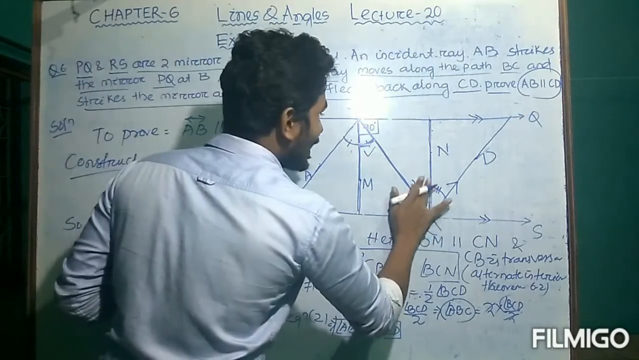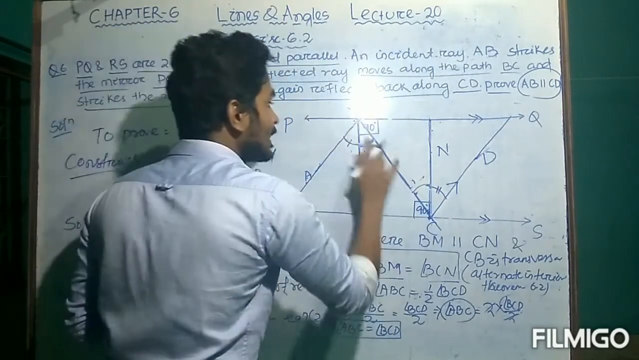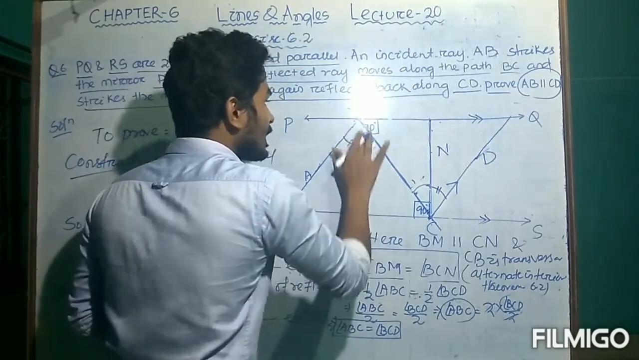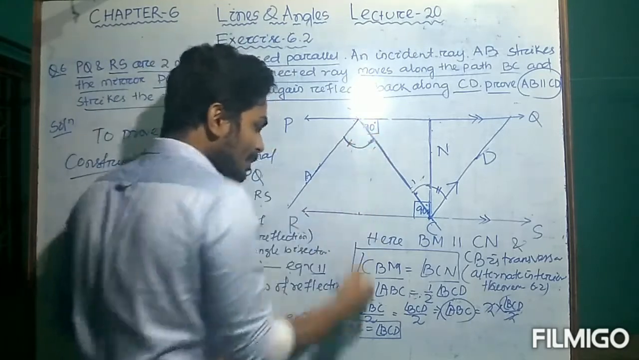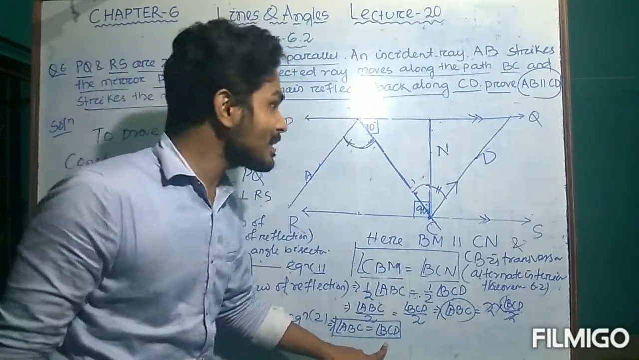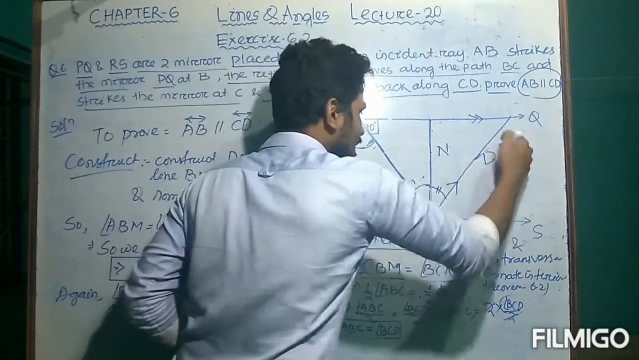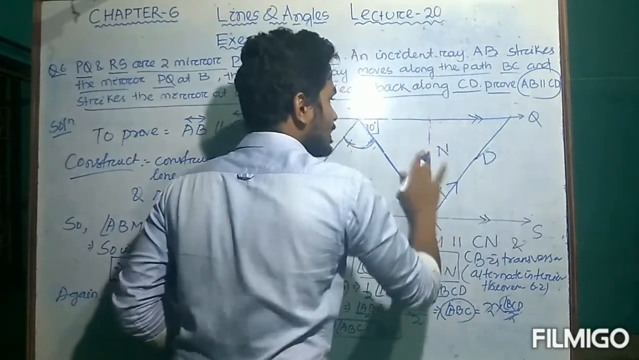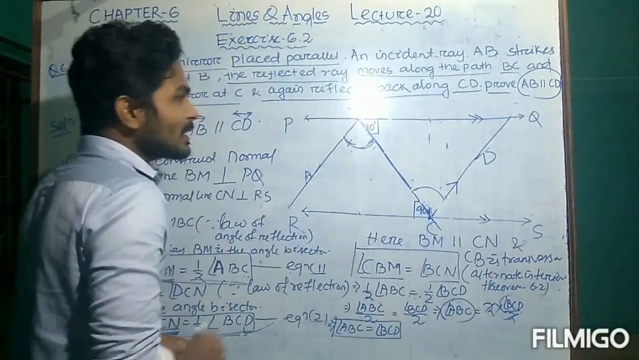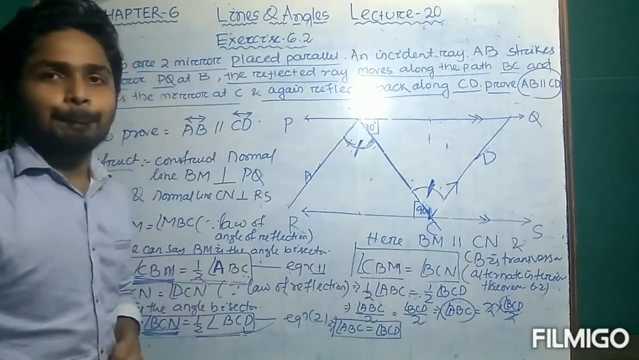So finally we get the angle ABC. That means which angle? Erase everything so that it will be easy to understand. So the angle ABC, this angle, is equal to the angle BCD. This is D. Okay? So BCD, this angle. So finally we get this angle is equal to this angle.